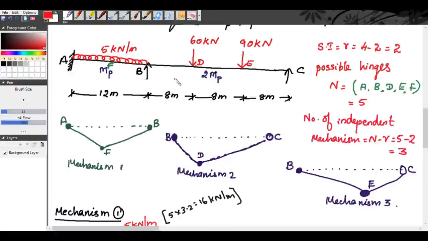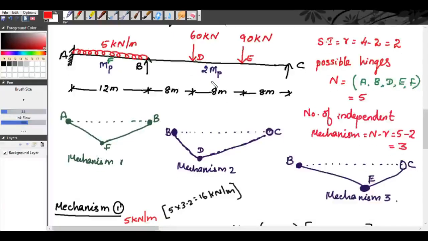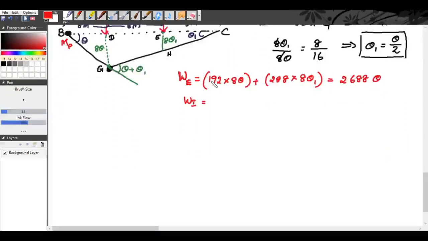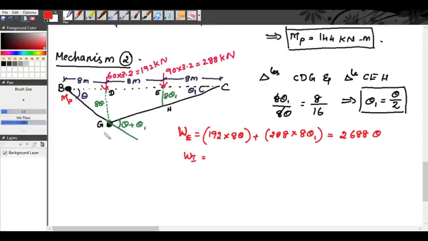Now internal work done will be equal to, here it is MP, and for the span BC, it is given between this B and C, it is 2 times MP. So here it is 2 times MP. This is not a plastic hinge. Here you have a mechanical hinge. So we need not consider this. So what we get is MP into theta plus 2 MP into theta plus theta 1. So theta 1 is theta by 2. Substituting, we get internal work done is equal to 4 MP into theta.